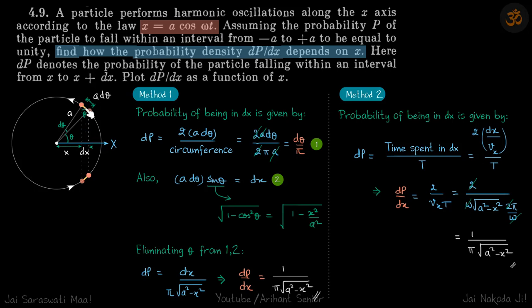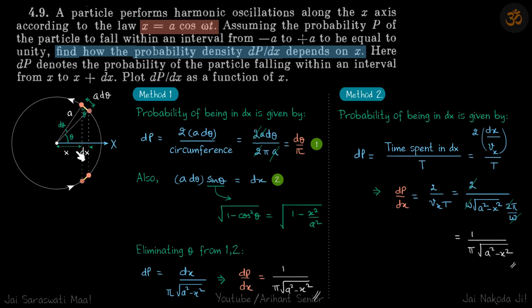You can see that the particle is going to be in this region when it's crossing this part and when it is crossing this part. So whatever time it spends in this part and this part, divided by the total time period of the motion, that will be the probability of finding the particle here. So that's what we'll do.